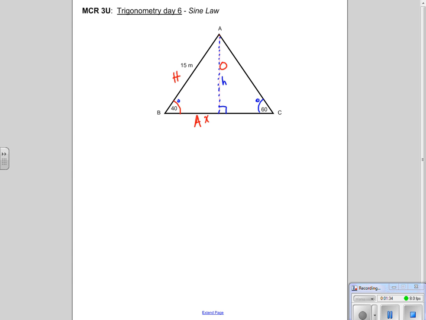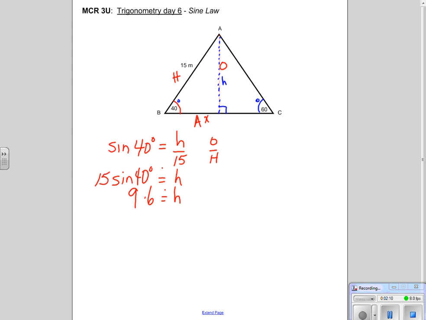To find the opposite or height, I am going to use the sine ratio. Sine of 40 degrees is opposite over hypotenuse. That would be height over 15. So I'll find my height of that particular triangle as 15 times sine 40 degrees. Okay, let's do this together in real time. Make sure your calculator is in degree mode. 15 times sine 40, 9.6 for the height.